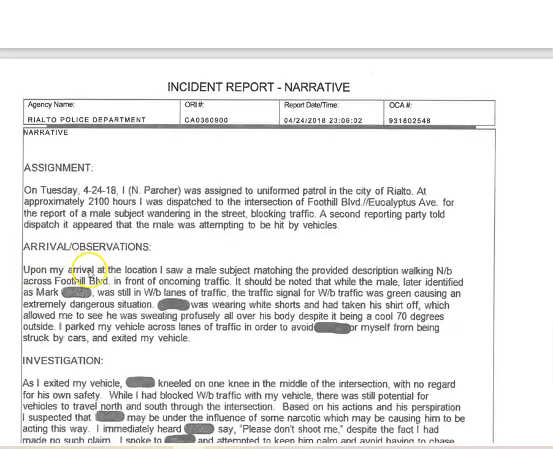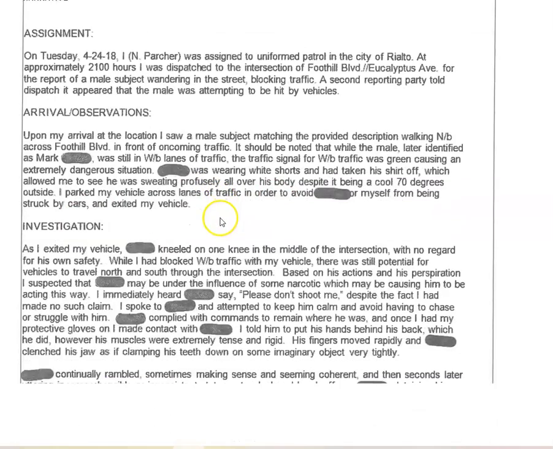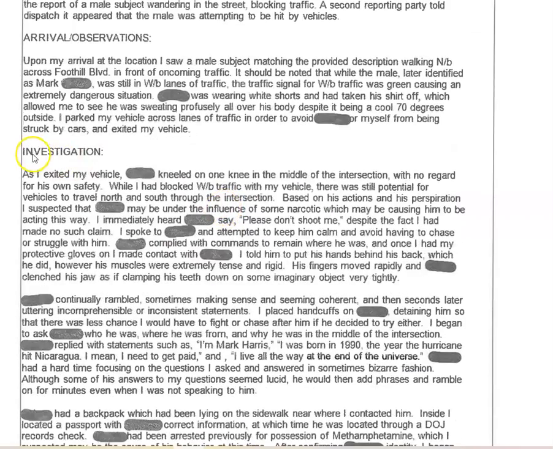Here, under observations, the officer decides, here's what happened when I got there. When I got there at the location, I saw this person that matched the description in the street in front of oncoming traffic. All right, so he talks a little bit about what happened. Then he goes a little bit more detailed. He goes into the facts of the case, because there's no witness statement. So now he's going to talk about your observations of the incident.